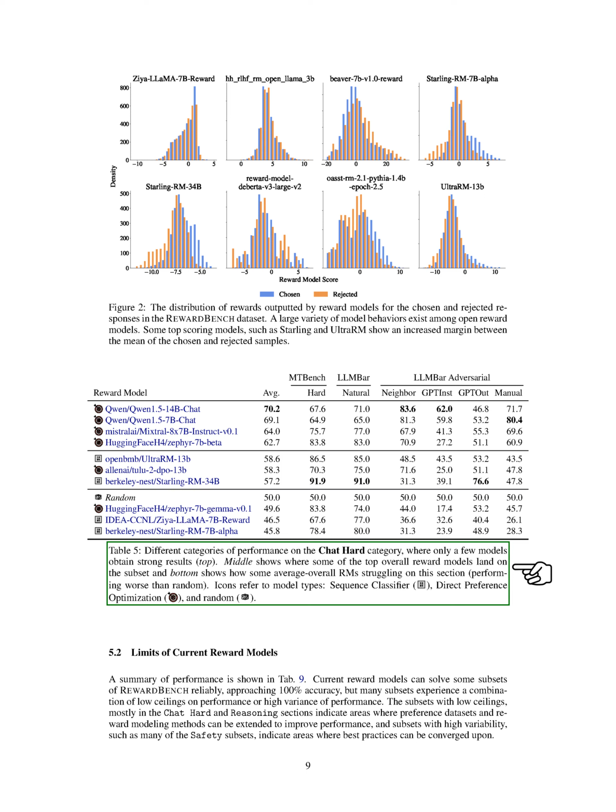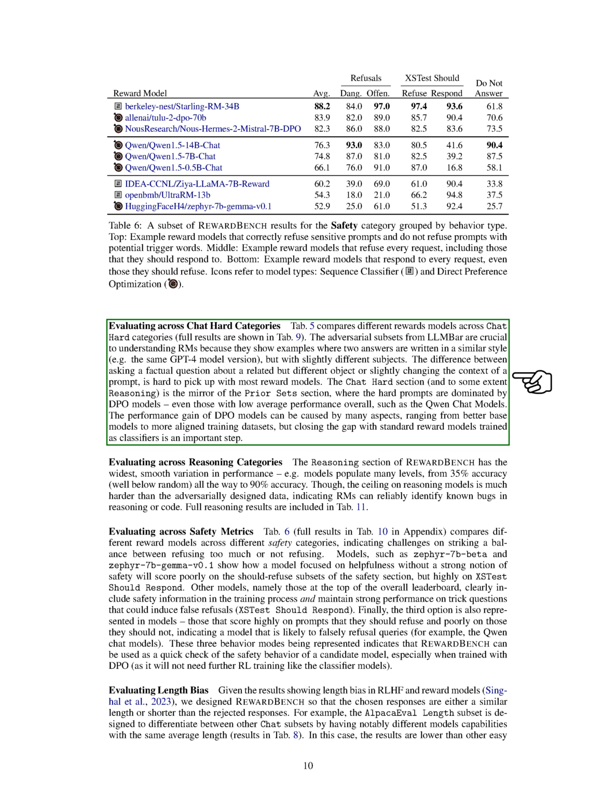Comparing different reward models across chat hard categories, as shown in the table, is essential for understanding their performance. Adversarial subsets from LLMBar play a crucial role in this comparison, as they present scenarios where distinguishing between similar answers is challenging for most reward models. The chat hard section, similar to the prior sets section, showcases instances where DPO models outperform other models, even those with lower overall performance like the Qwen chat models.